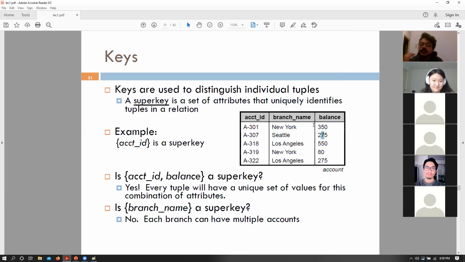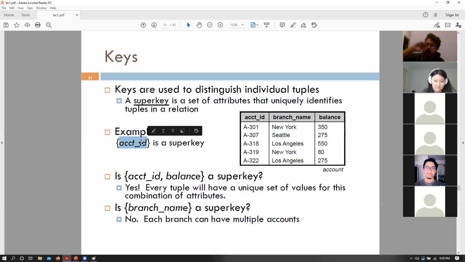Yes, so all of these three things together do make up a super key. But as Angelina pointed out, we can see that not all attributes are really important, right? So if we remove the balance attribute and we just have account ID and balance, this is still a super key, right? Because I can still distinguish between all my tuples with just those two things, right?